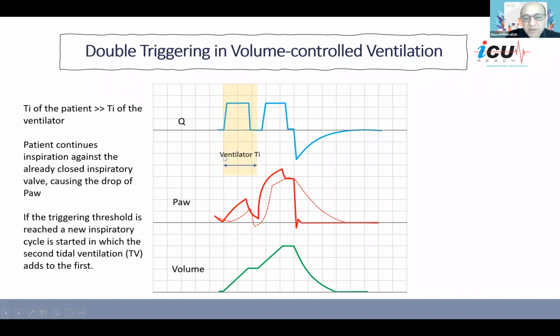So this is the ventilator inspiratory time from this point to this point. However, the patient's inspiratory time is longer. You can see that it actually lasted longer than the ventilator inspiratory time. And based on that, the patient reached the trigger threshold to trigger another breath. And that another breath is delivered exactly similar to the first one. However, it requires higher pressure.